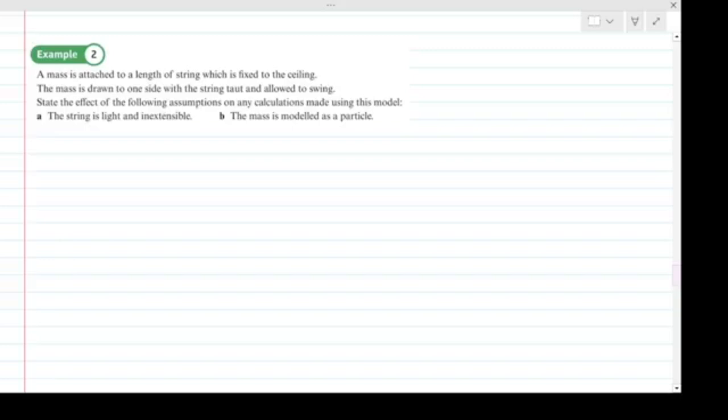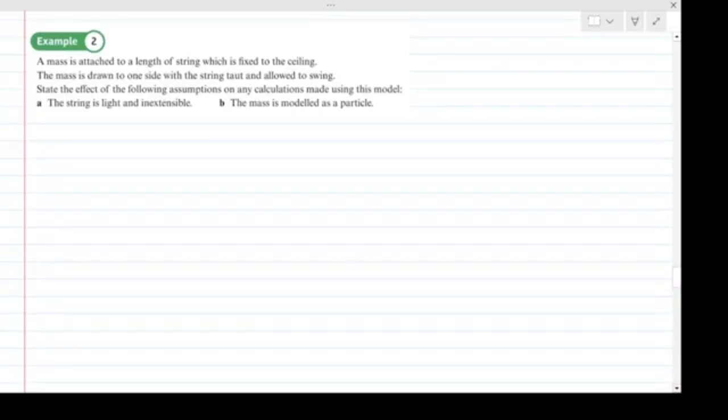Okay, so we've got this example here, and we're told a mass is attached to a length of string which is fixed to the ceiling. So what we've got here is a ceiling, and then a string, and then a mass at the end of it. Kind of like a chandelier, and the mass is drawn to one side with the string taut and allowed to swing. Now taut means inextensible. That's another word for inextensible.